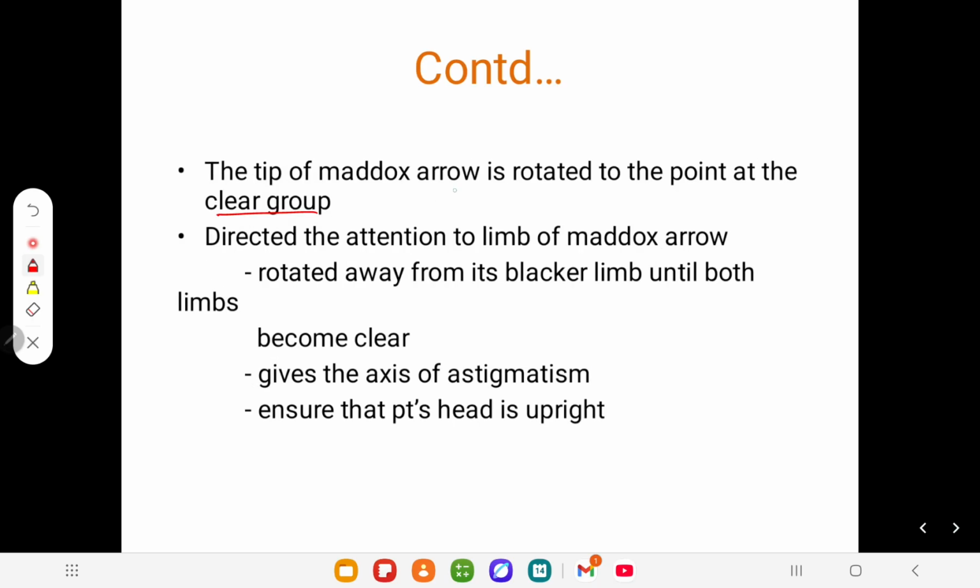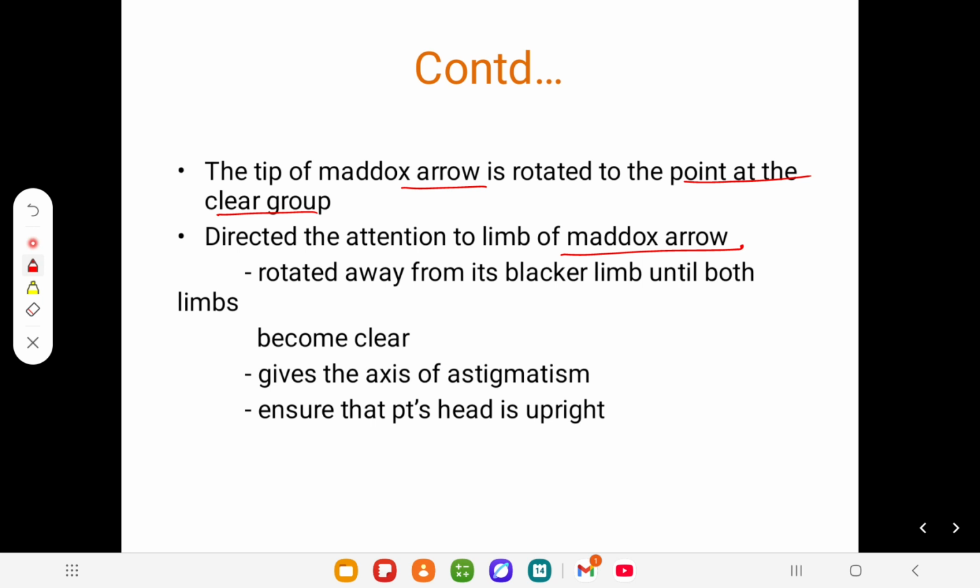So the tip of the Maddox arrow is rotated to the point of the clearest group and directed at the attention of the limb of the Maddox arrow. So rotate it away from its blacker limb until both limbs become clear. So now it's very tricky.